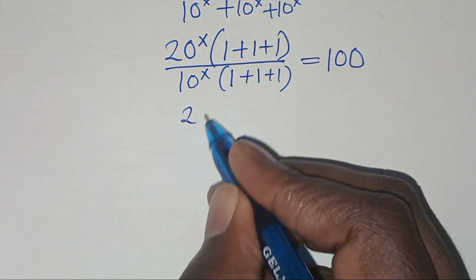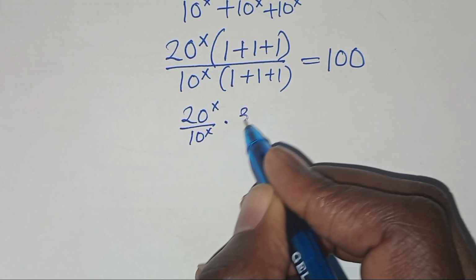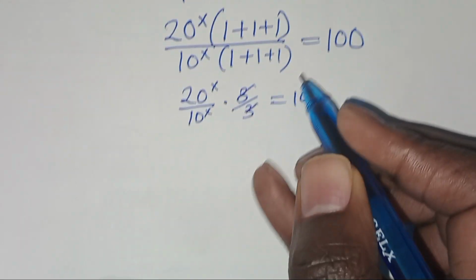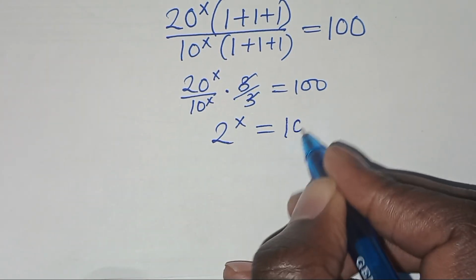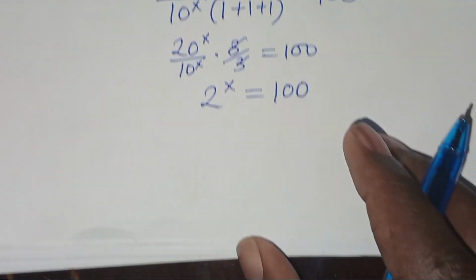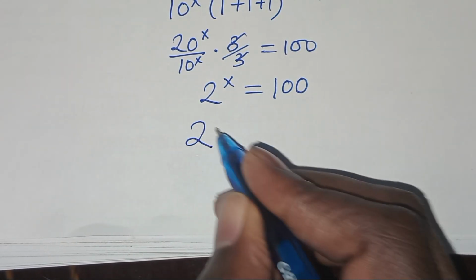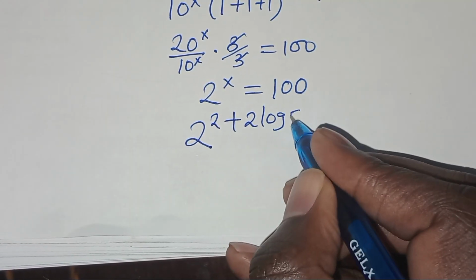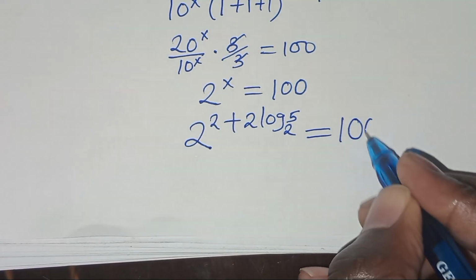So this is 20 to power x divided by 10 to power x multiplied by 3 over 3. This is equal to 100. Now, we simplify this further to 2 to power x, which is equal to 100. Let's substitute the value of x here. So we have 2 to power 2 plus 2 log 5 to base 2. This should give us a value of 100.